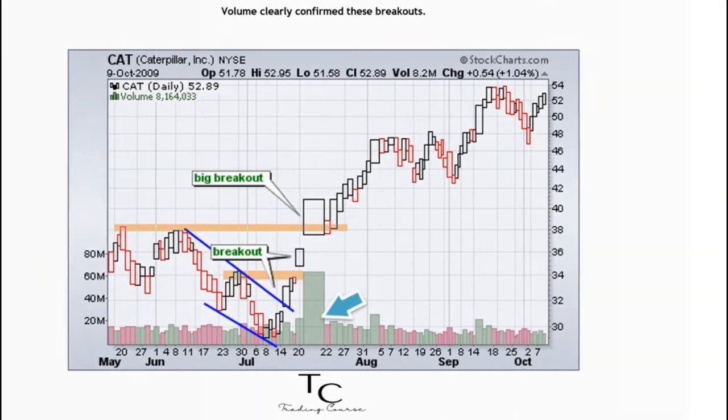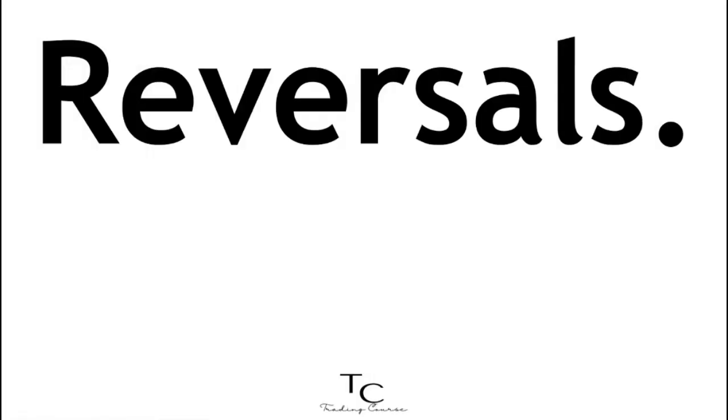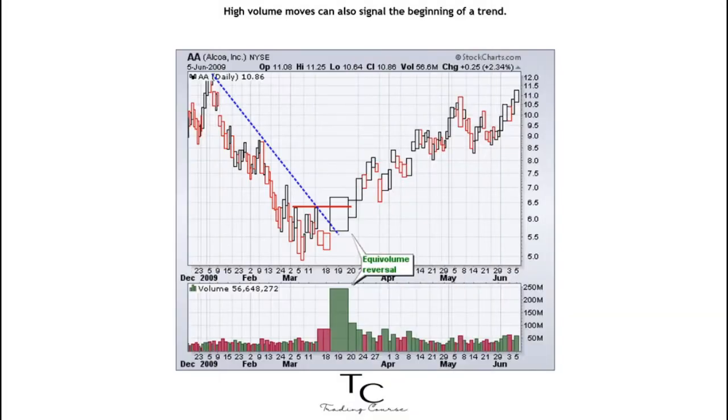The chart on the screen shows Intuit, INTU, breaking support with a wide EquiVolume box. This move showed strong selling pressure that broke the September lows. Reversals. High volume moves can also signal the beginning of a trend. The chart on the screen shows Alcoa, AA, trending lower from early January to early March 2009. The stock firmed around 5 to 6 in March and then broke out with a wide EquiVolume box. This was by far the widest box in months. Such strong buying pressure confirmed the reversal and foreshadowed a rally back to the January highs.